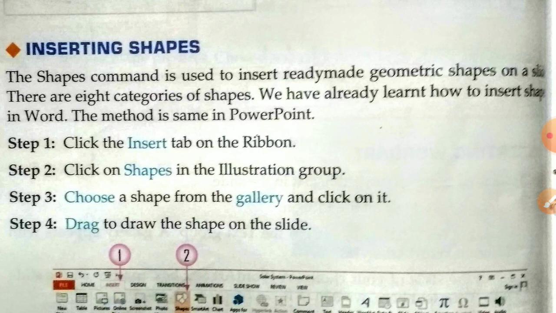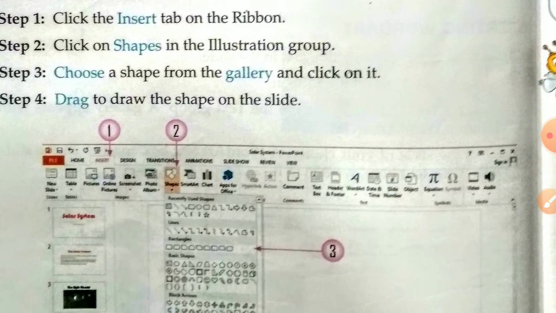How? Step number 1, click the Insert tab on the ribbon. Then click on Shapes in the illustration group. Then choose a shape from the gallery and click on it. And last, drag to draw the shape on the slide. These are the shapes you can insert in your slide.